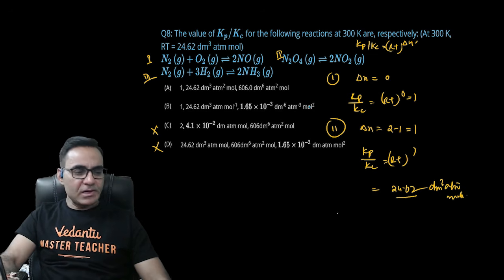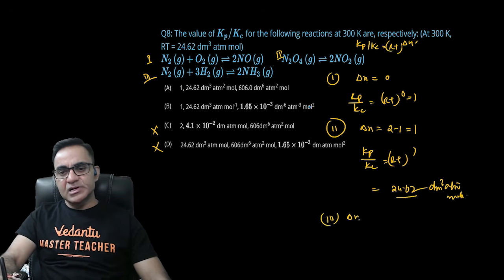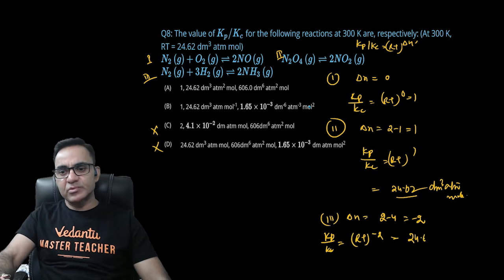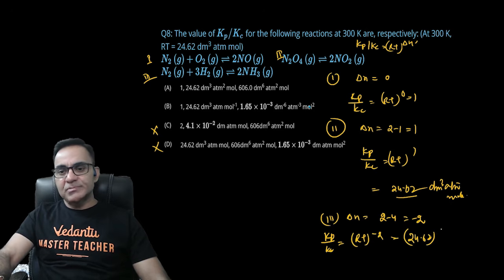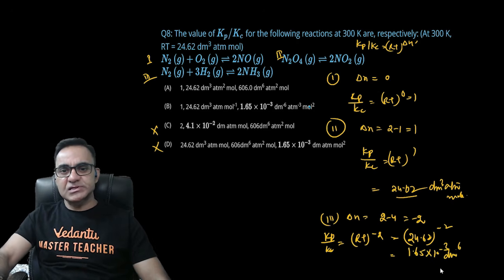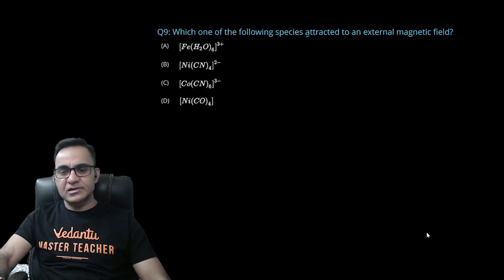All right, and in third reaction delta n is equal to 2 minus 4 which is minus 2, so Kp upon Kc is equal to RT raised to the power minus 2. RT का वैल्यू रख दो 24.62 raised to the power minus 2, तो ये रफली आ जाता है 1.65 into 10 raised to the power minus 3 DM6 ATM power minus 3.